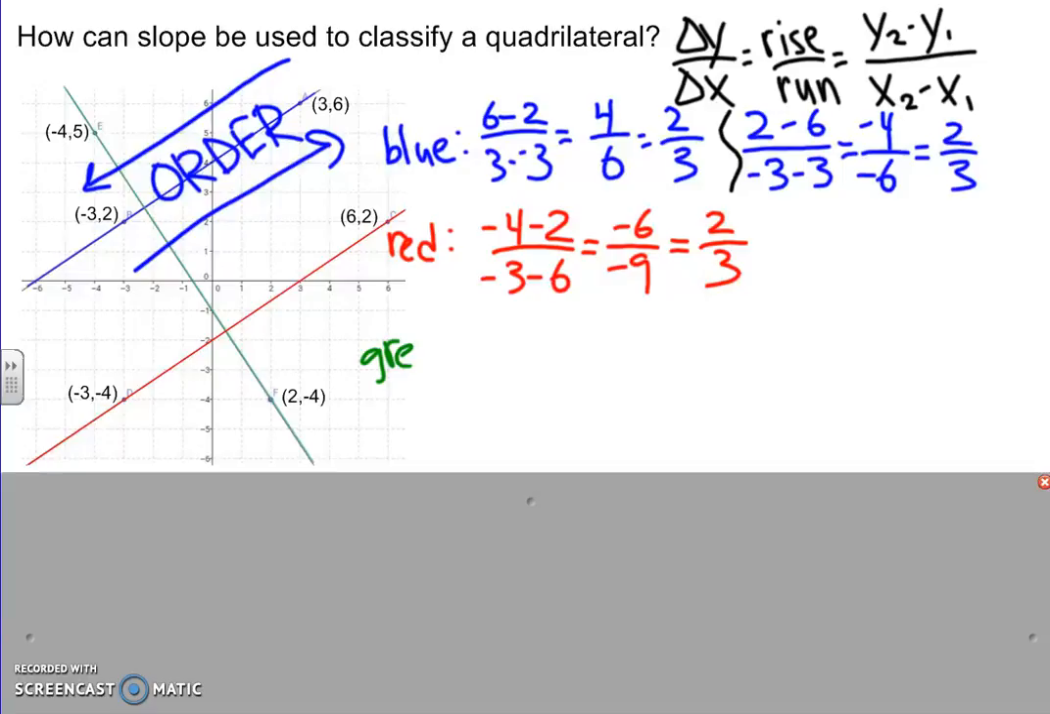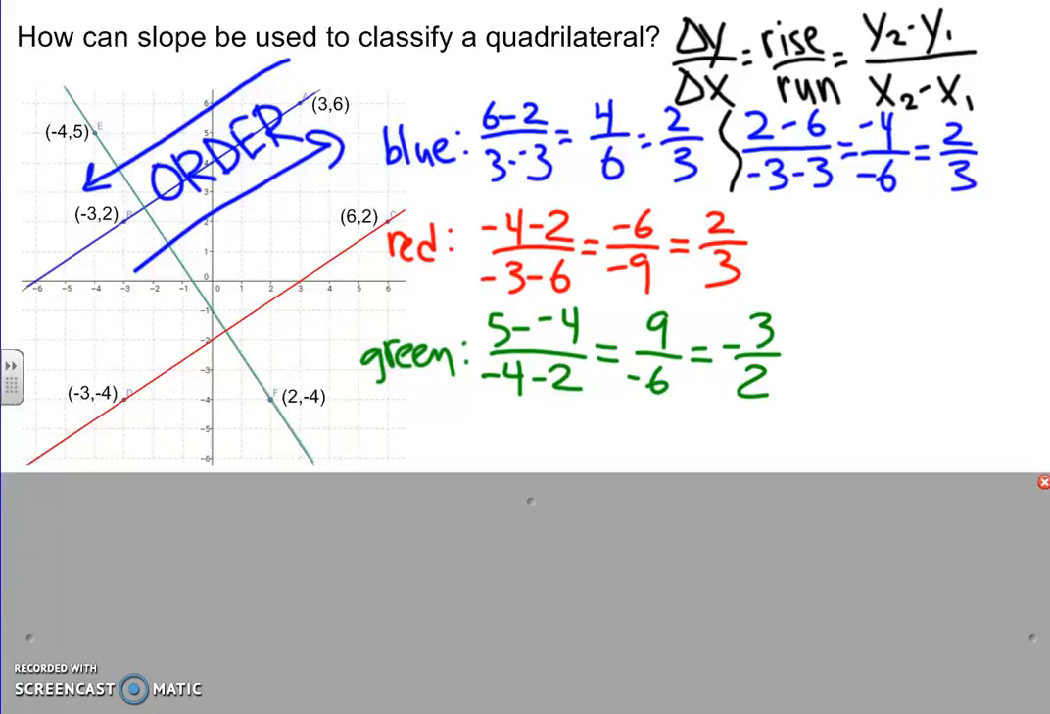So when I calculate for green, again I'll just go left to right to be consistent. 2 subtract -4 over -3 subtract 2. Oops, excuse me, I chose the wrong point there. The spot was 5 and -4. So let me just restart it. Again, left to right, that's going to be 5 subtract -4 divided by -4. And here I get positive 9 over -6. That simplifies to -3/2.